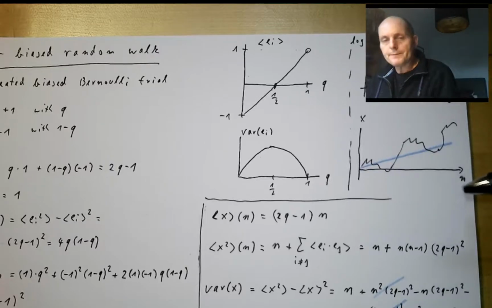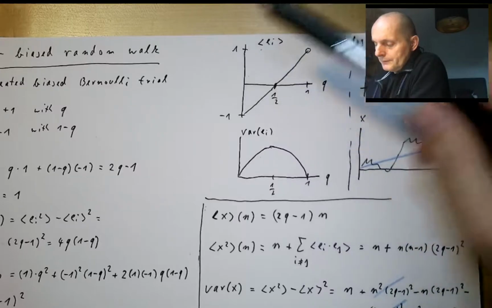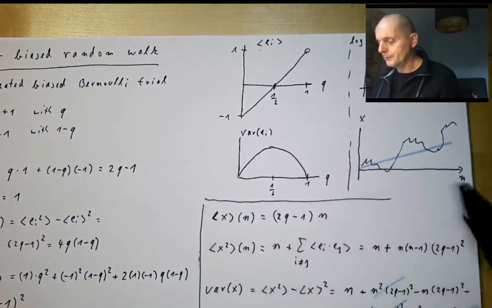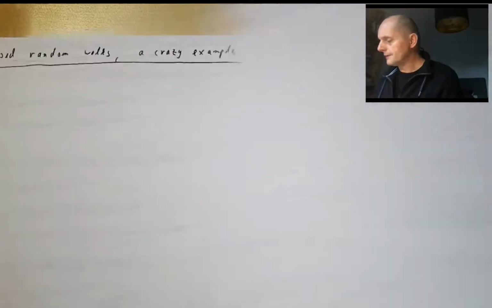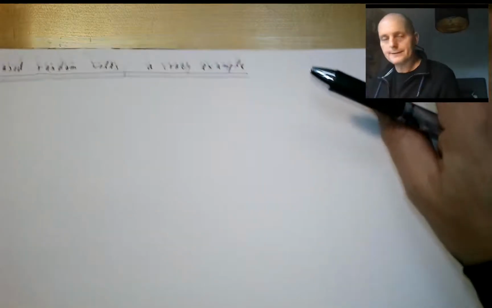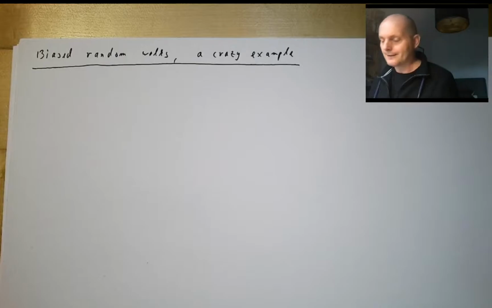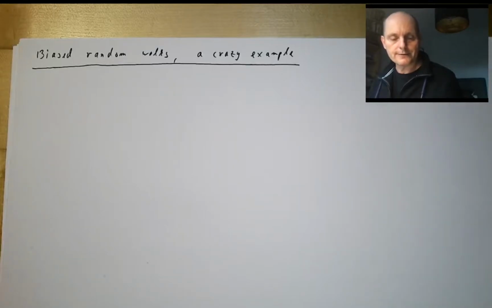Okay, but this was still a very trivial example because we had no correlations in the system, no memory. And now I want to introduce a random walk where we start to have a memory. I will introduce a walk which is very similar to this, but has a slight twist which includes a memory. But before I do this, I just want to show you a crazy example of a biased random walk. I just came across this, and it's so cool. I want to introduce it to you here, and probably I will make an exercise out of this.